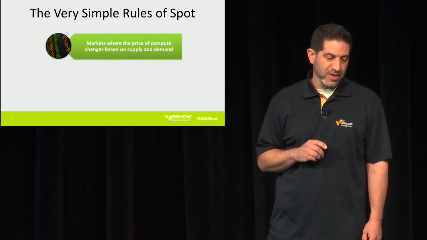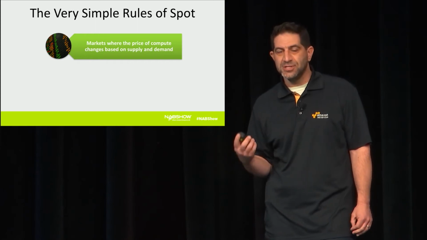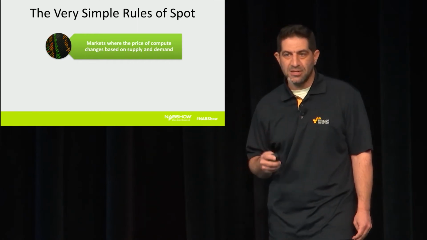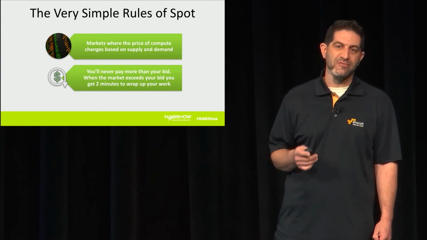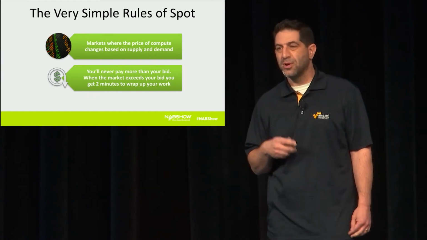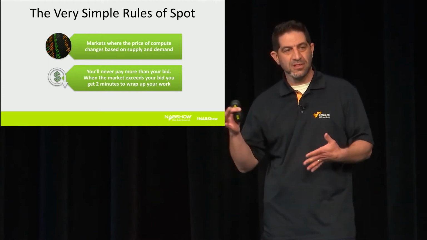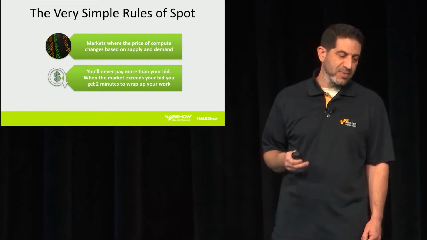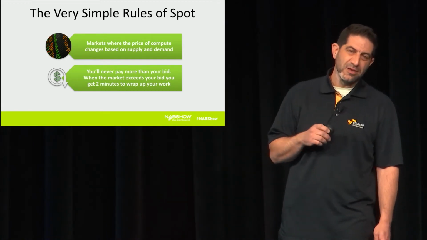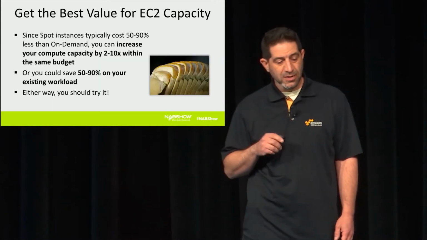So these rules are that the spot market is a market where the price of the compute changes based on real-time supply and demand. And second, you never pay more than what you have bid, right? So you put a bid in. If your bid meets at least the price point of the marketplace, you'll get an instance that gets spun up. If at any point you are outbid, you get 2 minutes to wrap up your work and continue on.